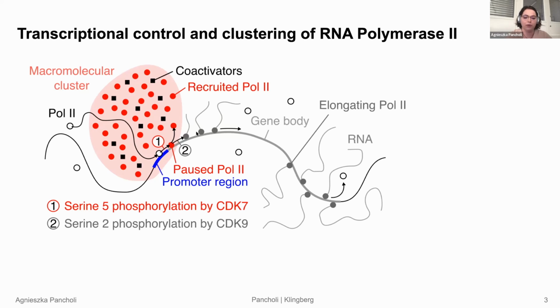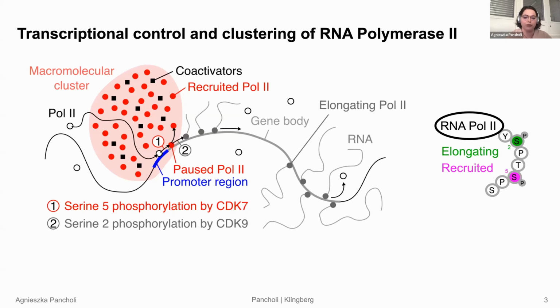So how can we know if a given Pol2 is in a recruited or in an elongating state? We can do it using the C-terminal domain of the RPB1 subunit of Pol2. Recruited Pol2 has the serine 5 residue of the CTD phosphorylated, and elongating Pol2 has the serine 2 residue phosphorylated, and the serine 5 phosphorylation mark is abolished. This means that we can distinguish between elongating and recruited Pol2 depending on the phosphorylation pattern of the CTD.